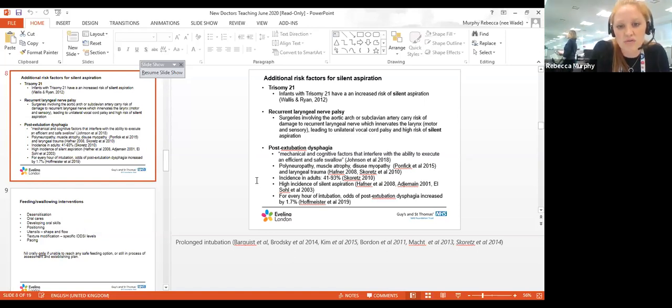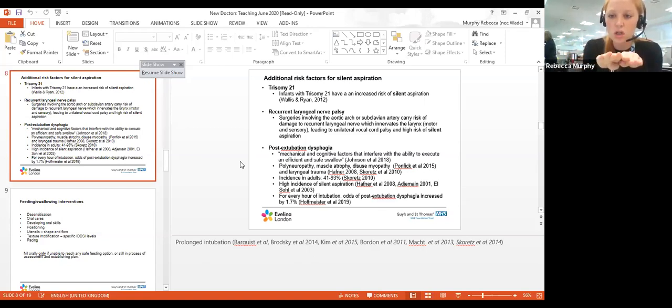Other babies that are also at risk of silent aspiration are those that have had surgery involving the aortic arch or the subclavian artery, because this carries a risk of damage to the recurrent laryngeal nerve, and that innervates the larynx. And as a result, we know that they can have vocal cord palsy, which means that they're at risk of silent aspiration, because I told you at the beginning when we were looking at the swallow sequence, when we're protecting our airway, what happens is the vocal cords close, the epiglottis comes over the airway, and then the esophageal sphincter opens.